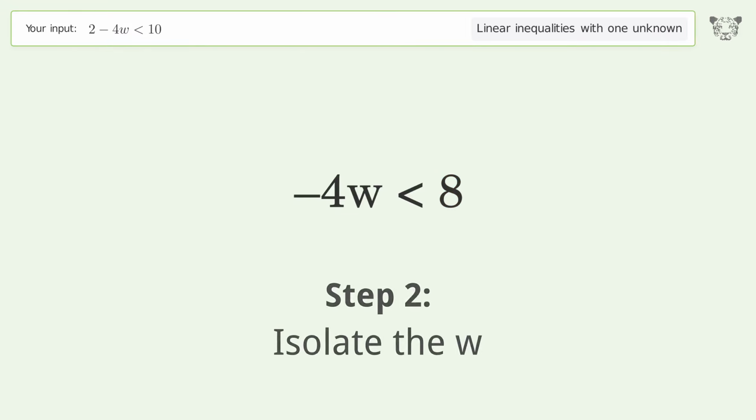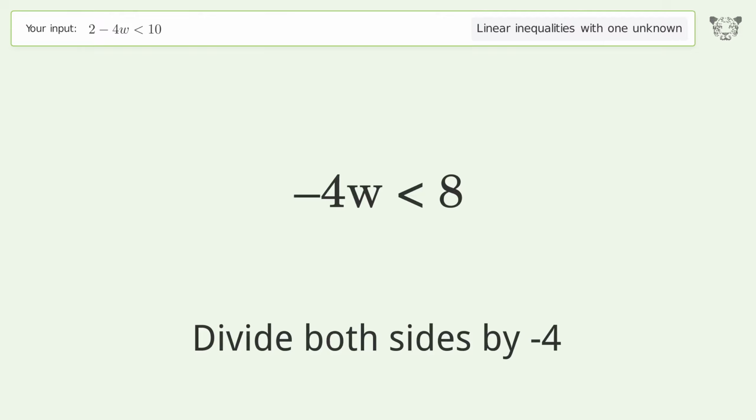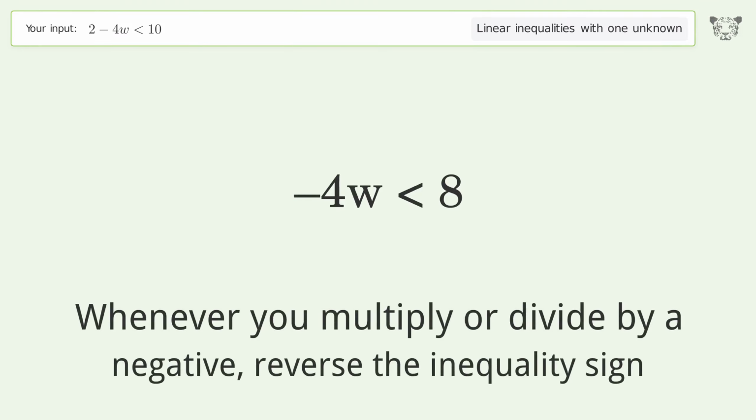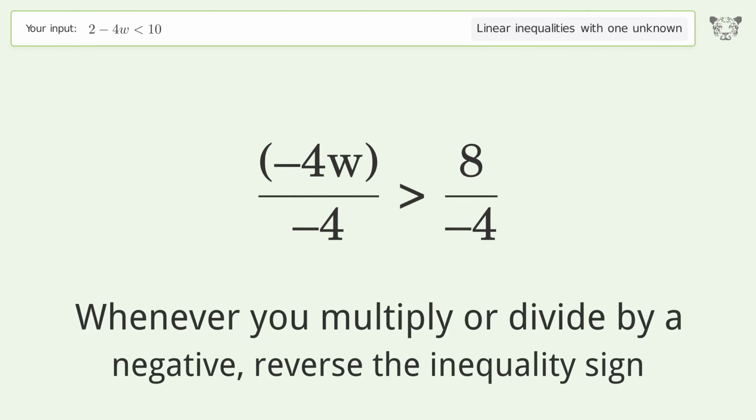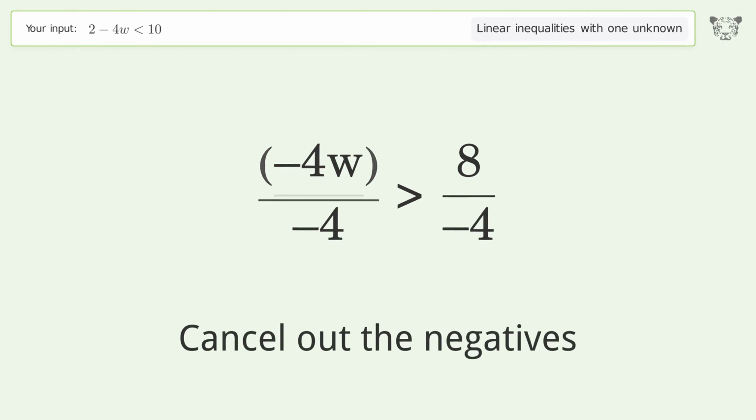Isolate the w. Divide both sides by -4. Whenever you multiply or divide by a negative, reverse the inequality sign. Cancel out the negatives.